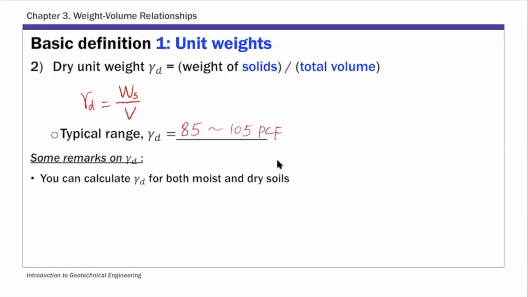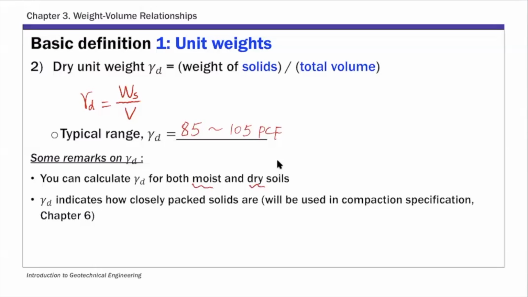And I have some notes here about this dry unit weight. This name may sound a little misleading. You're calculating dry unit weight, but it doesn't mean the soil itself is dry. So you can calculate gamma D for both moist and dry soil. Gamma D basically just quantifies the weight of the solids over the total volume. It doesn't mean the soil itself is dry. And that's a common mistake I see. Students tend to think gamma D is just for dry soil. That's not true. You can have gamma D for moist soil as well.